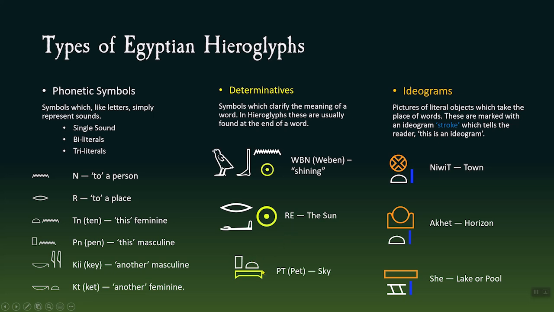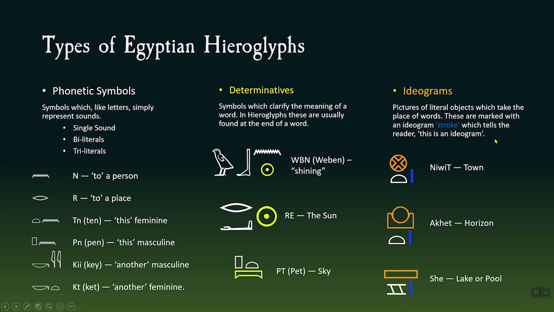Or, for instance, with this word Pet, which means sky, we have P and T, and then this little sky determinative tells us that it has something to do with heaven, right? The third type of hieroglyph that you will see are ideograms, and these are pictures of the literal objects which take the place of words.